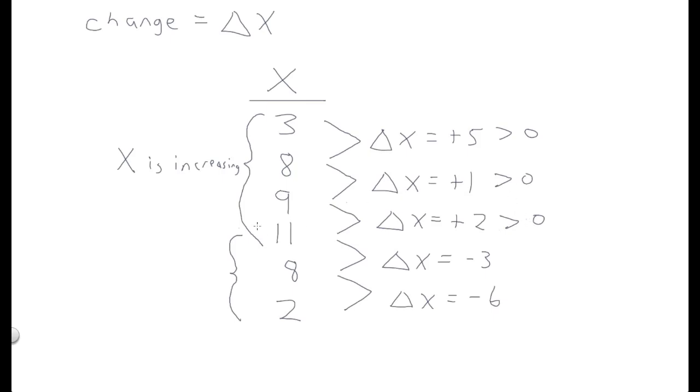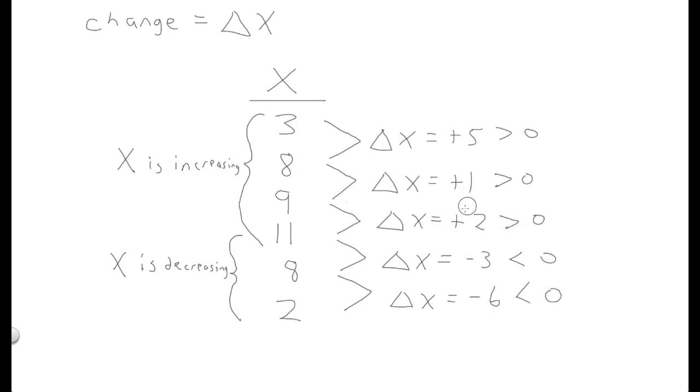Okay, so how would you analyze this region? What would you say about the levels here? Those are decreasing. X is decreasing. And in that region, what would you say about the changes? Those are negative. Yep, that's right. They're definitely negative.